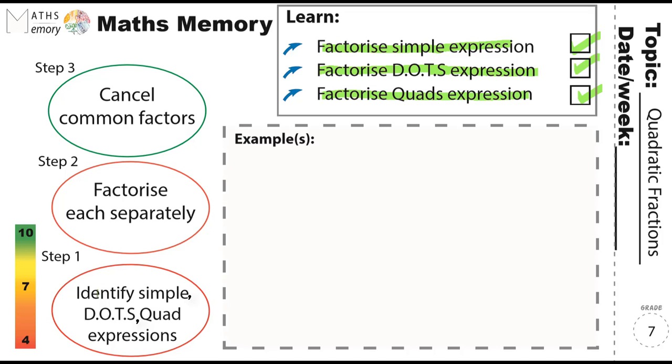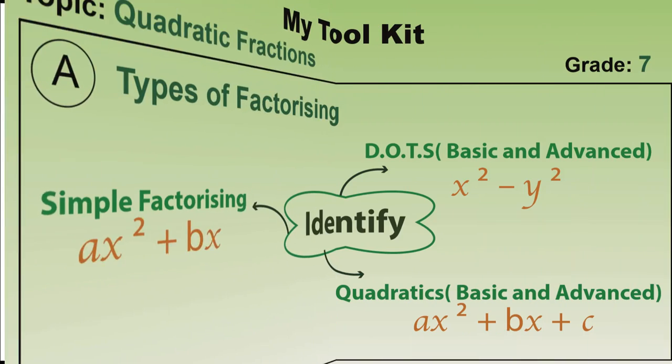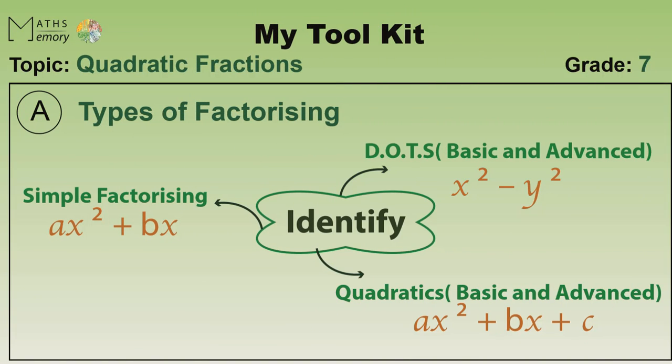So basically these are the three steps: identifying what we've just talked about, the expressions, factorizing them separately, and then cancelling them out each with a bracket. So look through these three steps. Let's turn over to consolidate our toolkit, and let's now hit our let's do it questions. So here is your toolkit on the three different types of expressions you need to identify in order to do this. And obviously we've covered simple factorizing, dots and quadratics. So use these to go ahead now to our core questions.